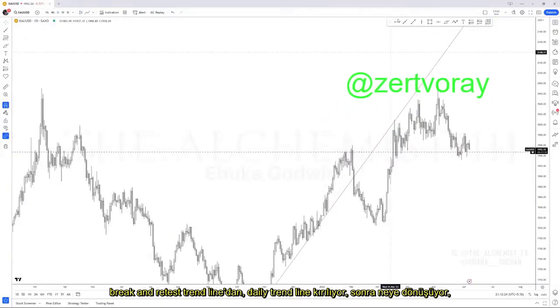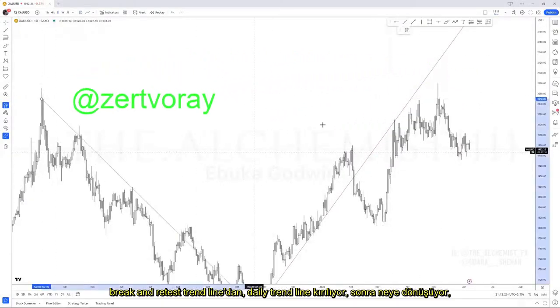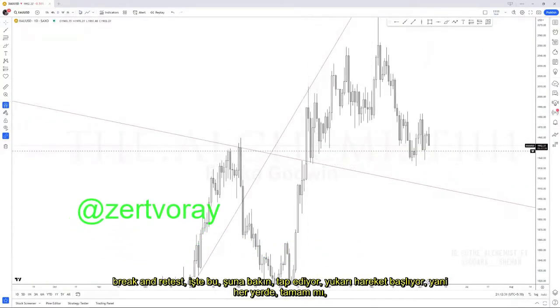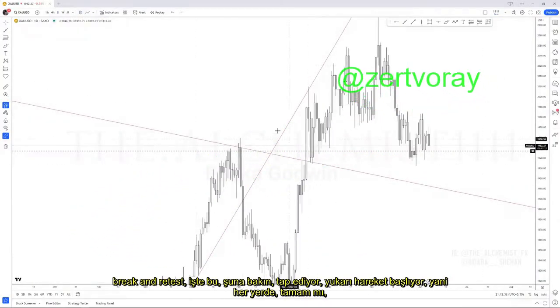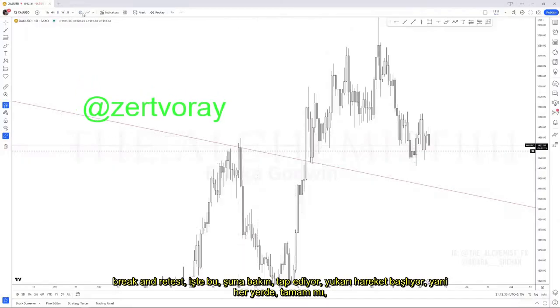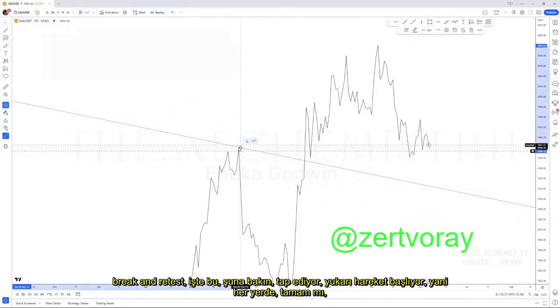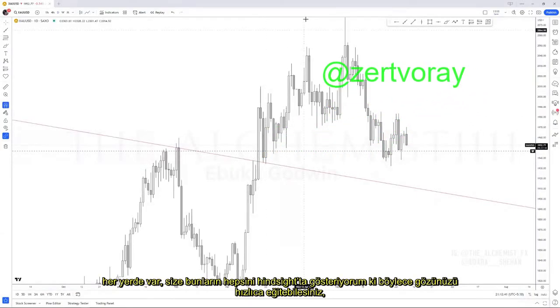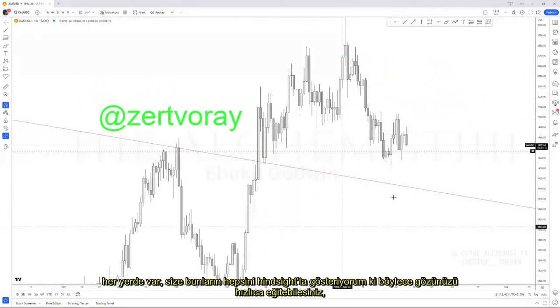Dropped. Okay, and then the buy once again from a break and retest trend line. See this? Daily trend line. Broken. Then it turns into what? Break and retest. There we go. Look at that. Taps. Starts to move up. So it's everywhere. Okay, it is everywhere.